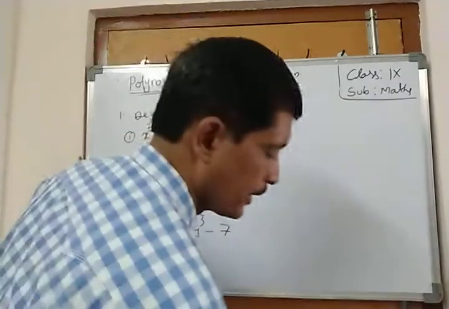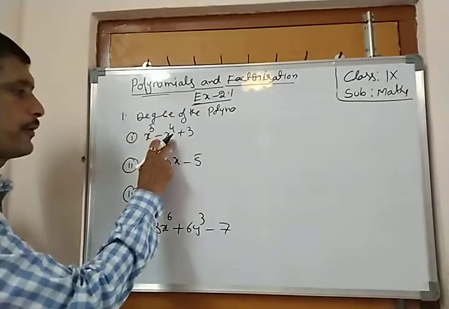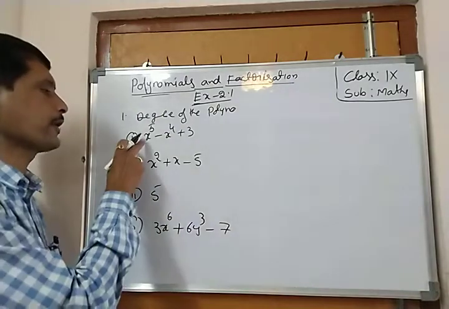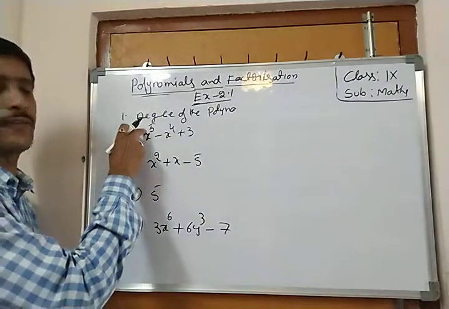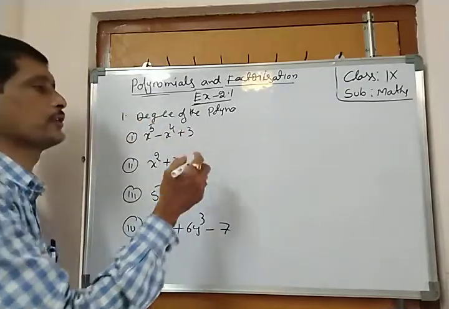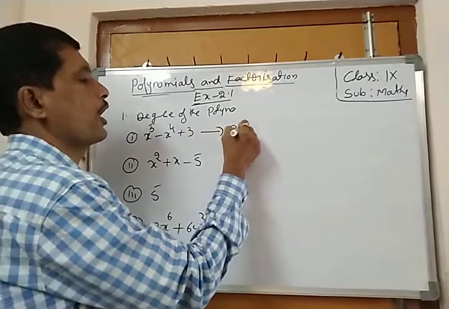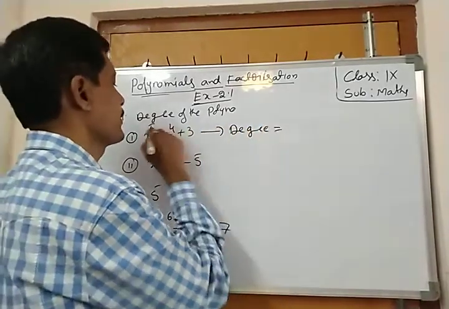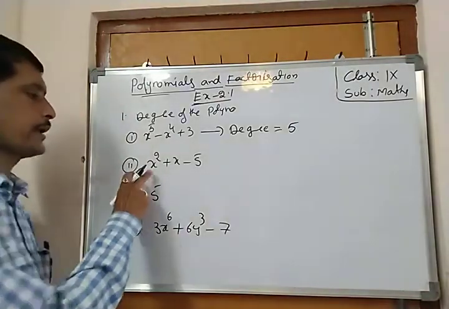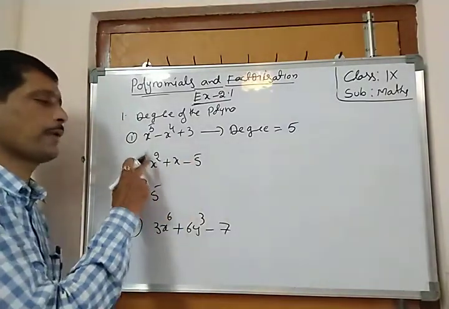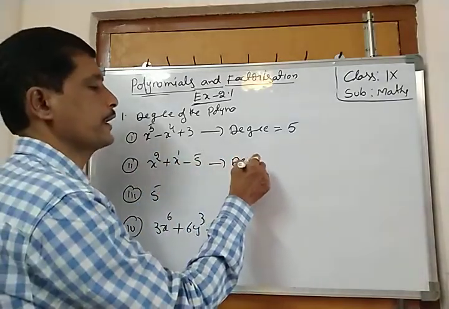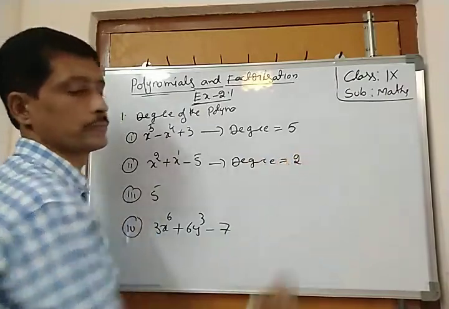See, here x power 5, x power 4, 3. Here a total of 3 terms is there, therefore that is a trinomial. Here what is the highest power? The term x power 5 has degree 5, x power 4 has degree 4, and the constant has degree 0. Therefore the degree of this polynomial is the highest power, that is 5. Here x square plus x minus 5: x power 2, x power 1, and 5. The highest power is 2, so the degree is 2.